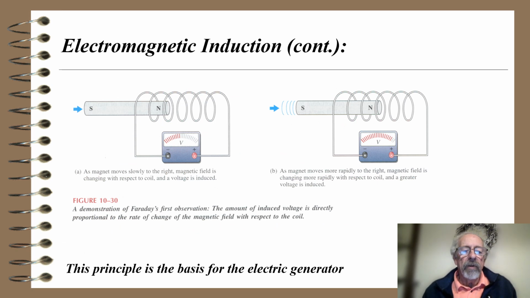So this is more of a demonstration of Faraday's first observation. The amount of induced voltage is directly proportional to the rate of change of the magnetic field with respect to the coil. So this shows that I've got a south and north pole on a permanent magnet there, and I'm pushing it in. As the magnet moves slowly to the right, the magnetic field is changing with respect to the coil, and voltage is induced. On the right-hand side in B, as the magnet moves more rapidly to the right, the magnetic field is changing more rapidly with respect to the coil, and a greater voltage is induced.